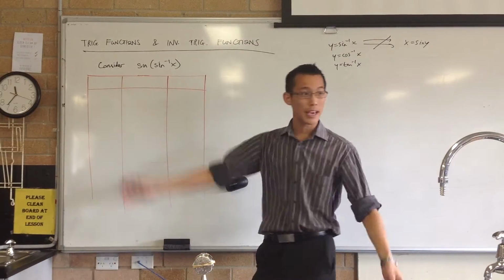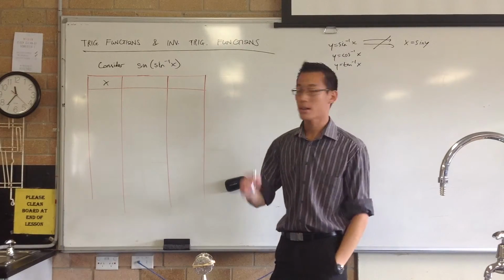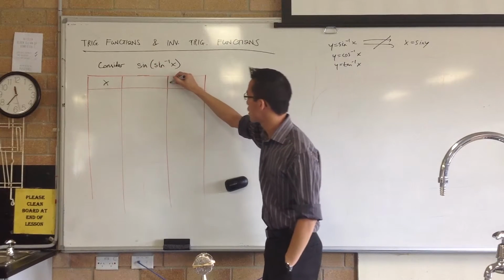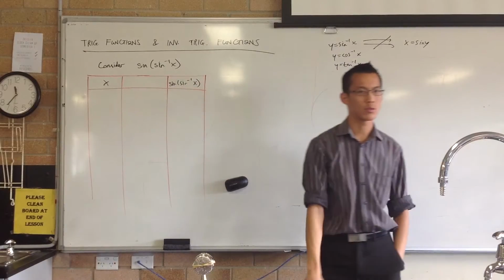Now, on your table, these are the three columns I'd like you to put in. Firstly, let's have some values for x, okay? Now, on the right-hand side at the end, I'm going to think about, well, what's sine of sine inverse of x actually going to be equal to?